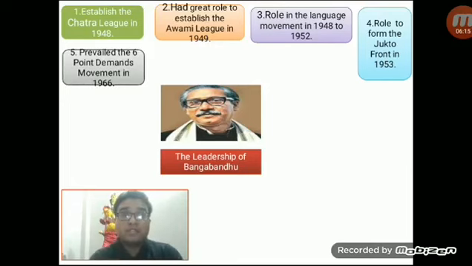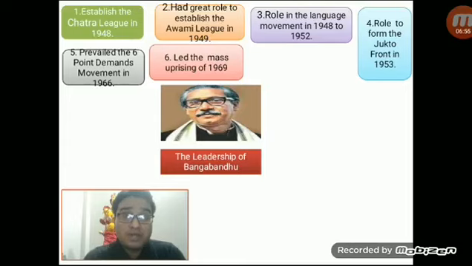Next, he put forward the six-point demand movement in 1966. This is one of the vital steps of Bangabandhu Sheikh Mujibur Rahman in his political career. He presented his historic six-point demand program in 1966 in Lahore at the opposition political leaders' conference. After the six-point demand program, he became the unrivaled political leader of East Pakistan.